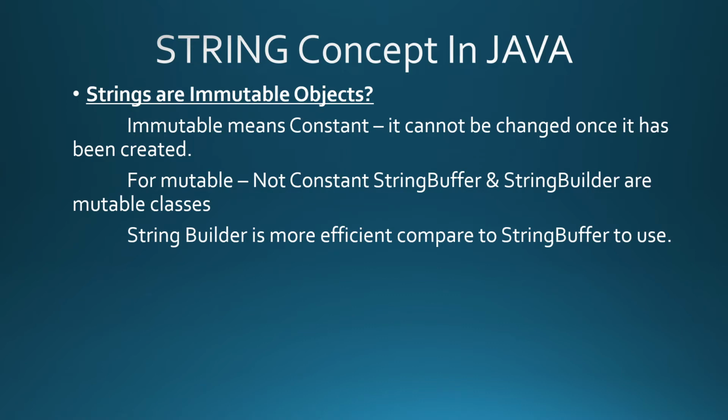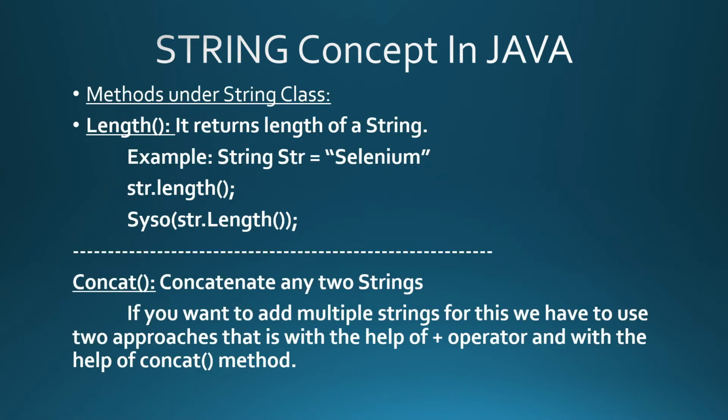Okay, StringBuilder is more efficient compared to StringBuffer to use. So the next one is, what are all the methods which are available inside the String class? The first method here is the length method. So what does this length method do here? It will return the length of a string.